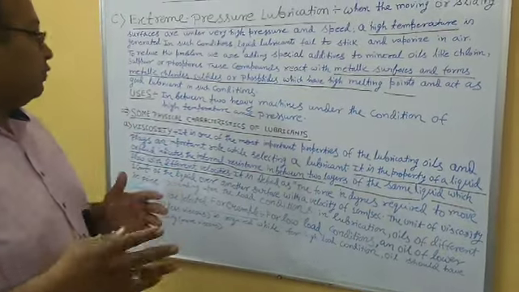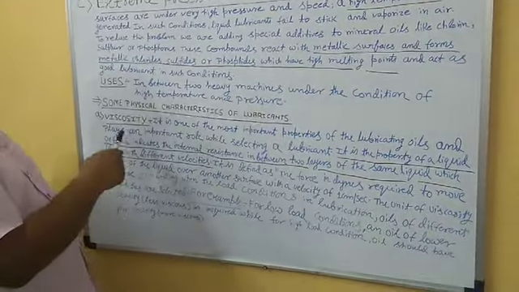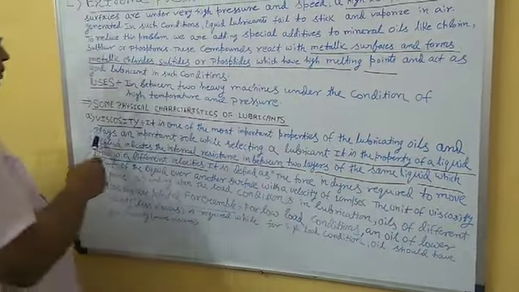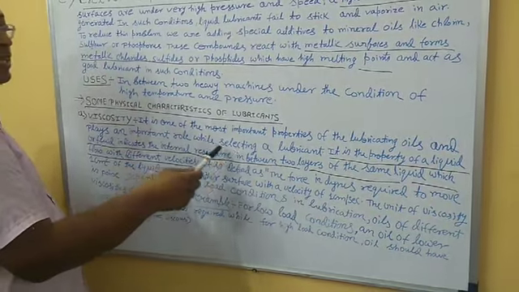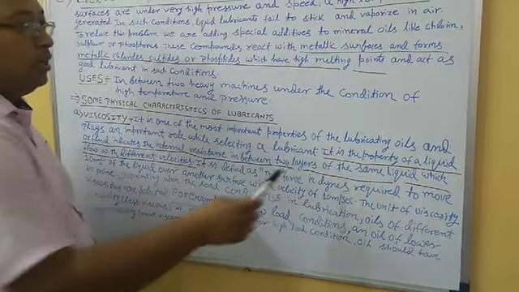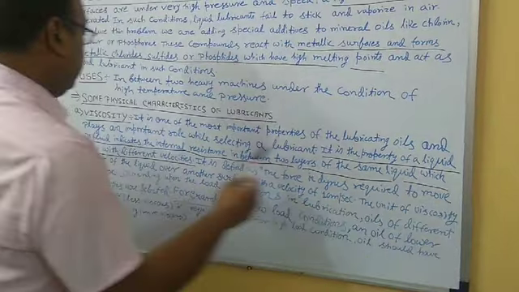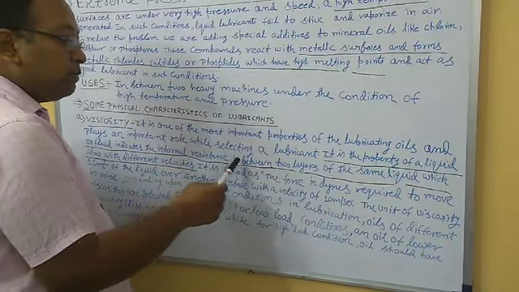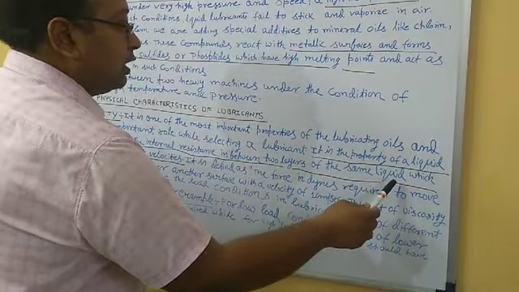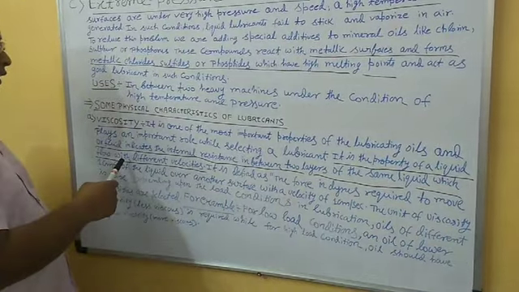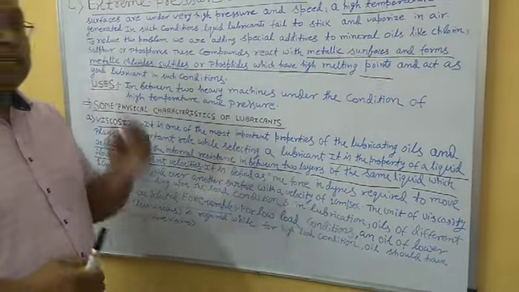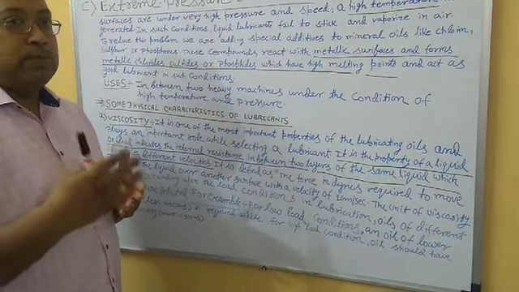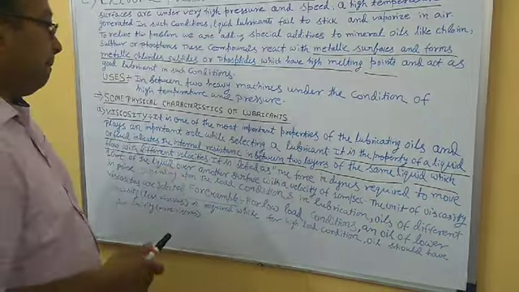Okay. So now let us focus upon the viscosity. It is one of the most important properties of the lubricating oils and plays an important role while selecting a lubricant. It is the property of a liquid or fluid that indicates the internal resistance in between two layers of the same liquid, which flow with different velocities. So velocities are different, due to that there is a possibility of resistance in between them.